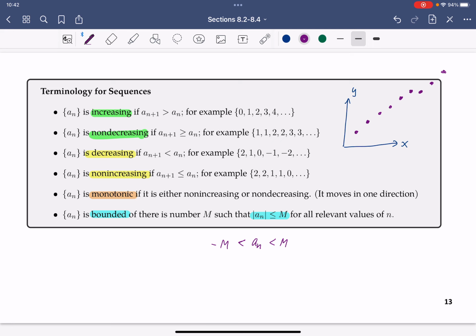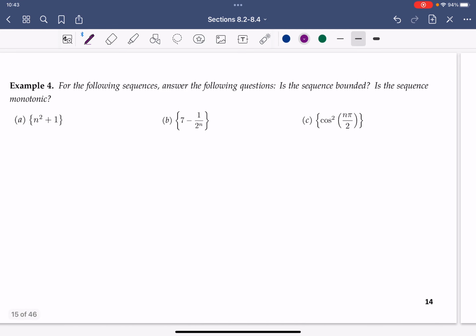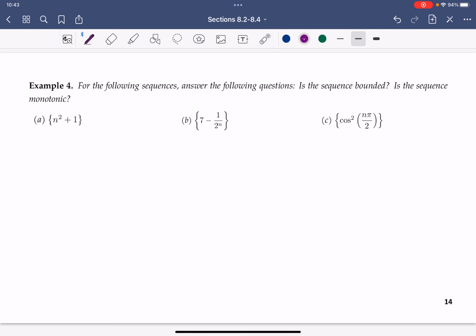Why do we care about this terminology? Because if you know that the sequence is monotonic and bounded, you can conclude that the sequence is convergent. So in mathematics, we have a theorem saying that if the sequence is monotonic and bounded, then the sequence is convergent, which is on the next page. Okay, let's go to that theorem. It's going to be here, but let's try to figure out example 4 first.